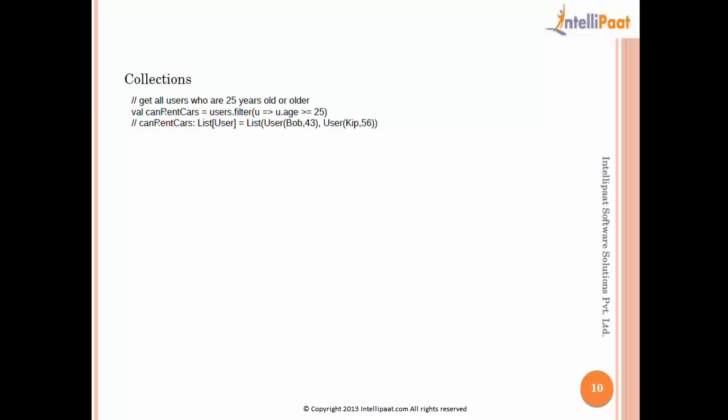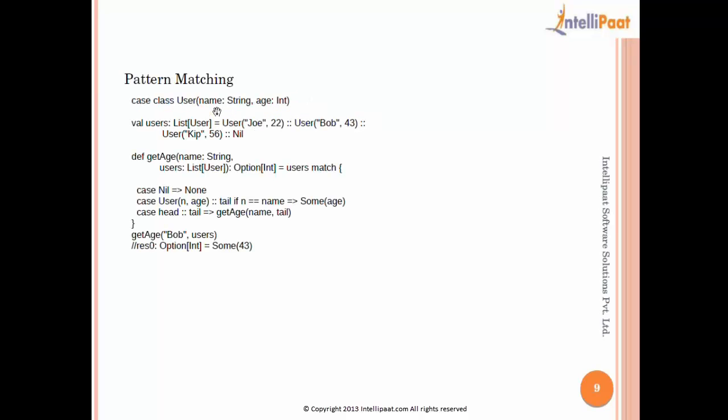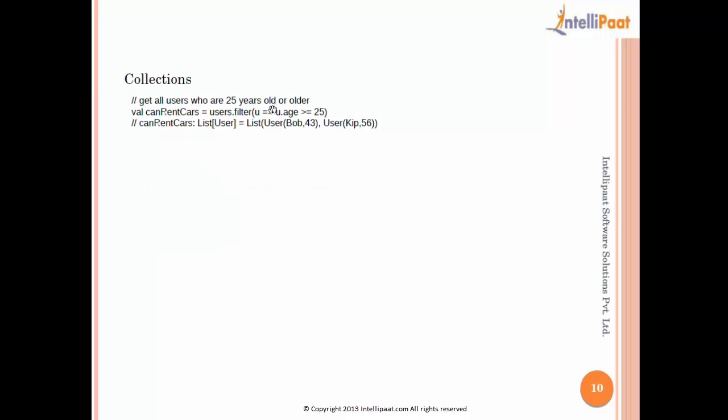Scala also has very good support for collections, similar to Java. This is a very simple example. You just have a list of users, the same example I used previously, and you're filtering users whose age is greater than or equal to 25. This is just a very simple function which takes an expression as an argument and then returns the same list. It's a trivial example of a collection.